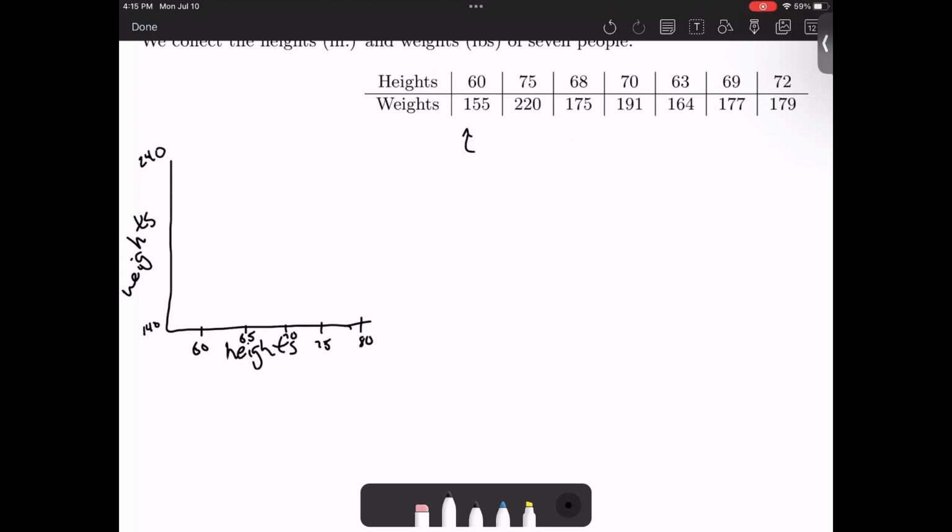Let's plot some points. This first person has a height of 60 and a weight of 155. So about right there. In fact, I want to give myself some more y values. Let's put 160 there, go up by 20s. Okay. Our next person has a height of 75 and a weight of 220. So 75 and 220 puts us right there. And I'm sure you know how to plot data. So go ahead and pause the video if you want to, and catch up with me after all of the data is plotted.